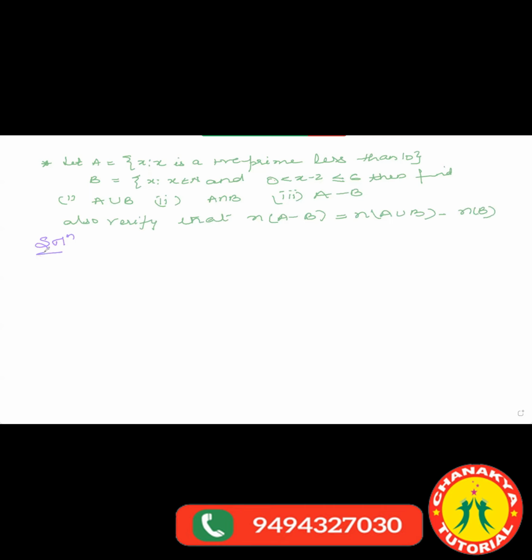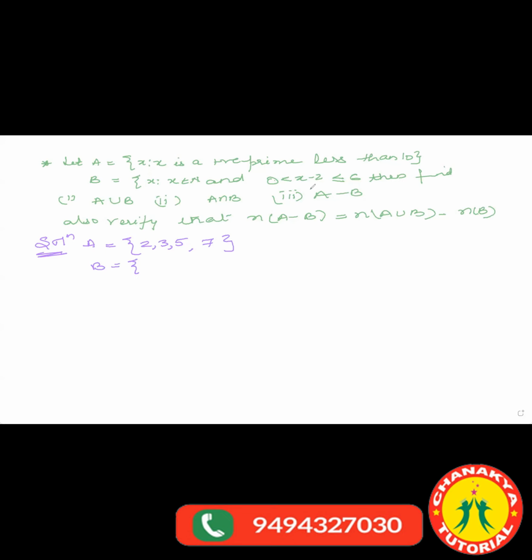Right, children? So in this question, what you will do? First of all, you will write the elements of set A and B. So set A will be, tell me, what will be the elements of set A? 2, 3, 5, 7. Yes, because prime numbers. So it will be 2, comma 3, comma 5, comma 7. Now Dhanunjay, tell me B elements. 3, 4, 5, 6, 7, 8.